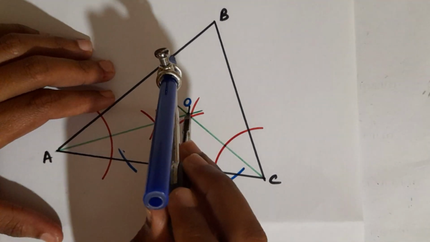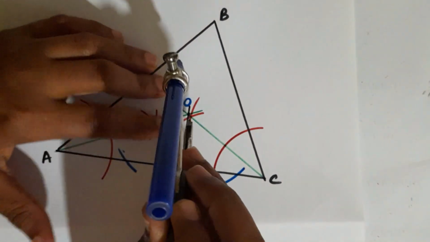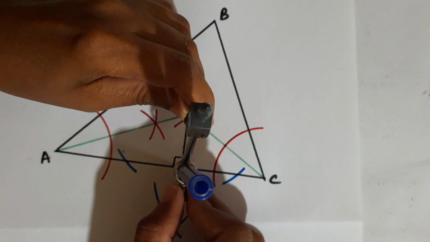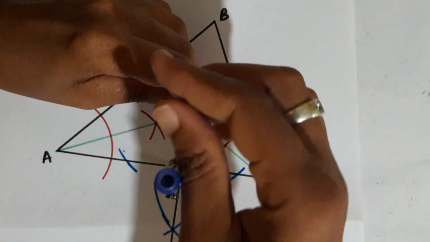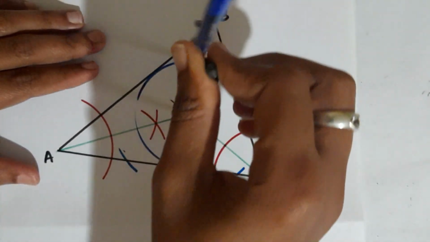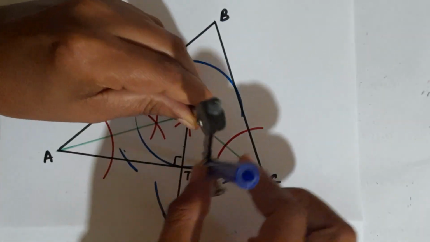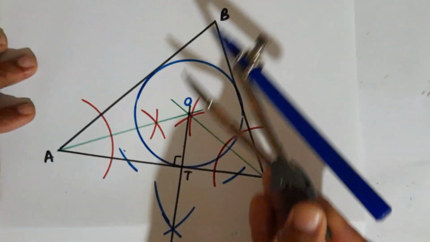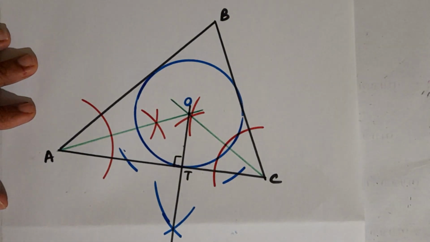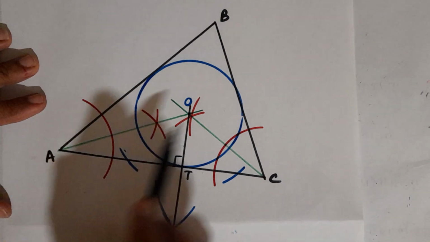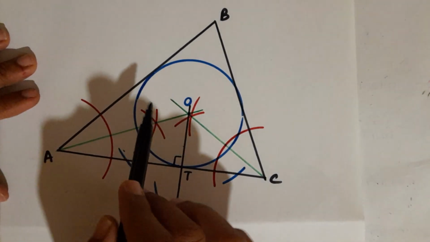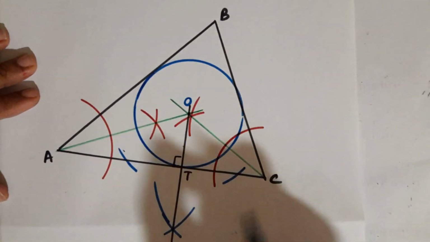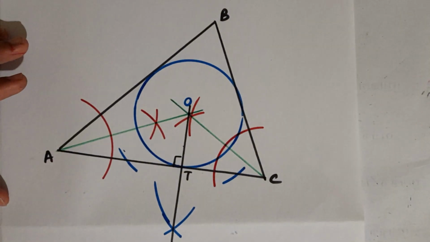Now by taking O as the center and OT as the radius, we can construct the inscribed circle or incircle in this way. If we have constructed the circle correctly, the straight line segments AB, BC and AC should all be tangents to the inscribed circle.